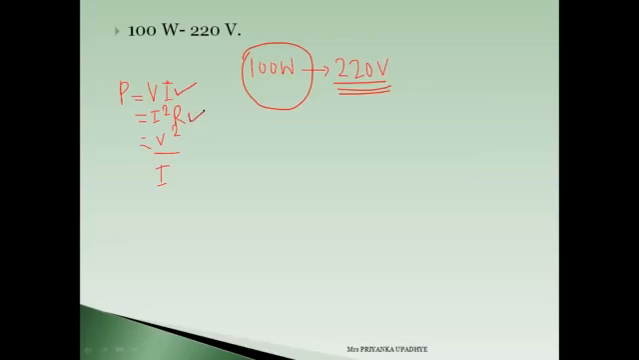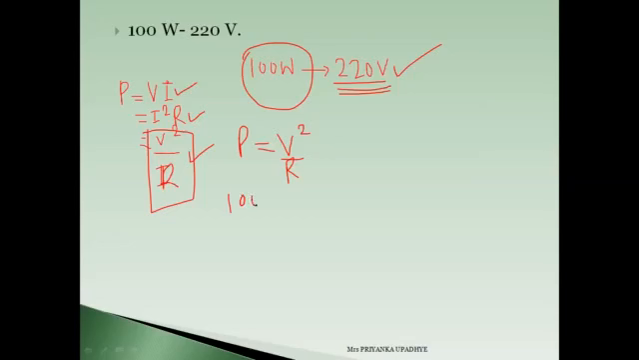P is equal to I square into R, and P is equal to V square divided by R. Okay, so let's use the third equation, that is P is equal to V square divided by R. So here, what is the power rating of this particular appliance, of this particular bulb? The power is 100 watt.